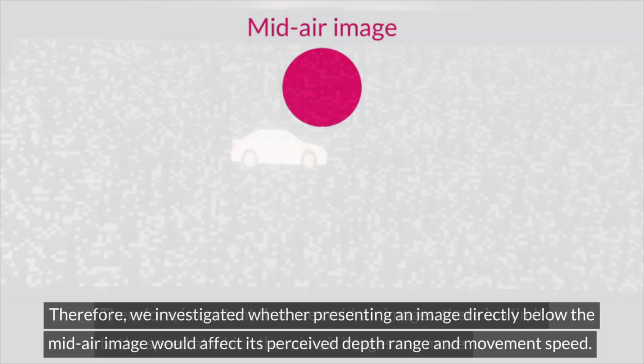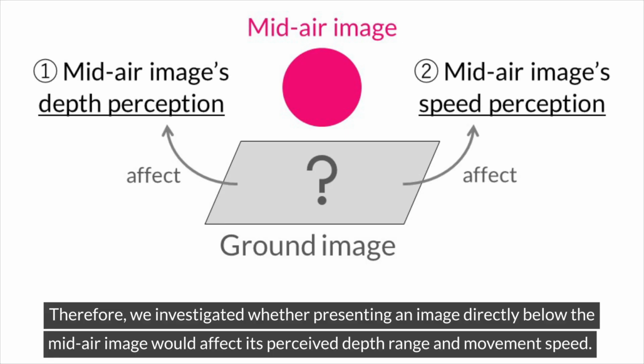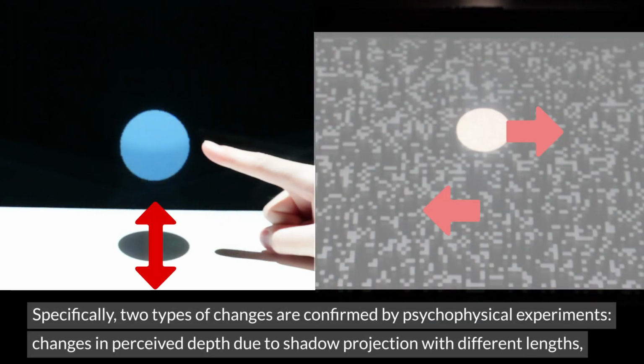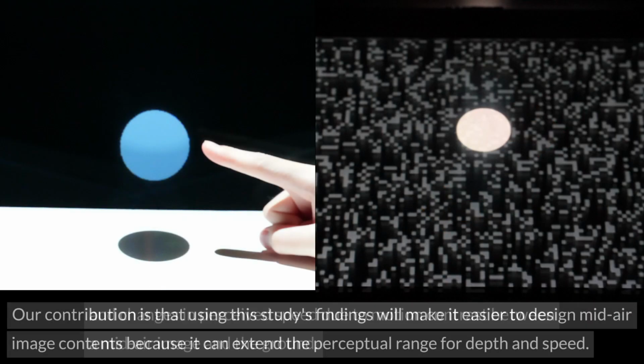move. Therefore, we investigated whether presenting an image directly below the mid-air image would affect its perceived depth range and movement speed. Specifically, two types of changes are confirmed by psychophysical experiments: changes in perceived depth due to shadow projection with different lengths, and changes in perceived speed due to motion contrast between a mid-air image and the ground. Our contribution is that using this study's findings will make it easier to design mid-air image contents, because it can extend the perceptual range for depth and speed.